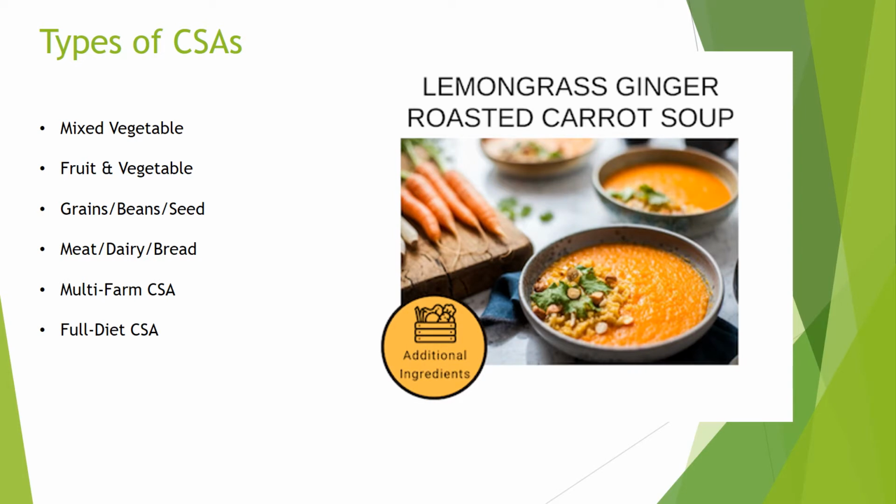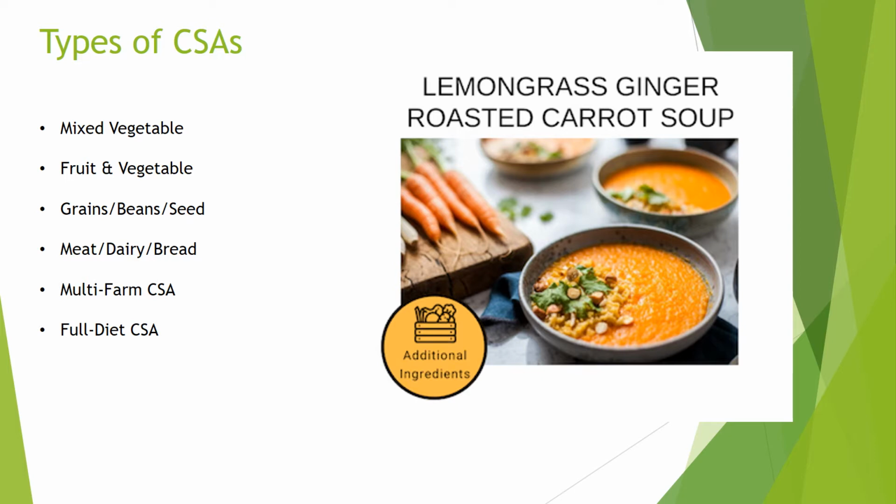Okay, we mentioned before that there's different variations of CSAs, but there's also different types of CSAs. And that's been the neat thing, where traditionally you'll have a mixed vegetable CSA that may have a rotating amount of lettuces and other greens, carrots, and whatnot. But you can also have a fruit and vegetable CSA, so this might be mixing in a variety of fruit with the vegetables. But then there's really any other kind of food products can be turned into a CSA.